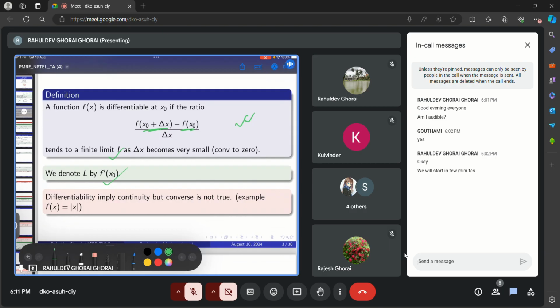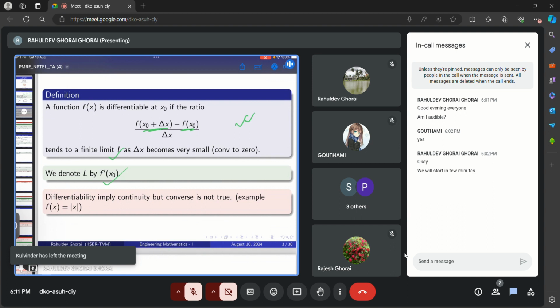The geometrical interpretation, I think Professor Jitendra Kumar already discussed. If you have any further questions, you can ask me, or ask in the discussion forum. But here, at least remember this for solving the questions. As I said, you can prove that differentiability implies continuity, but the converse is not true.